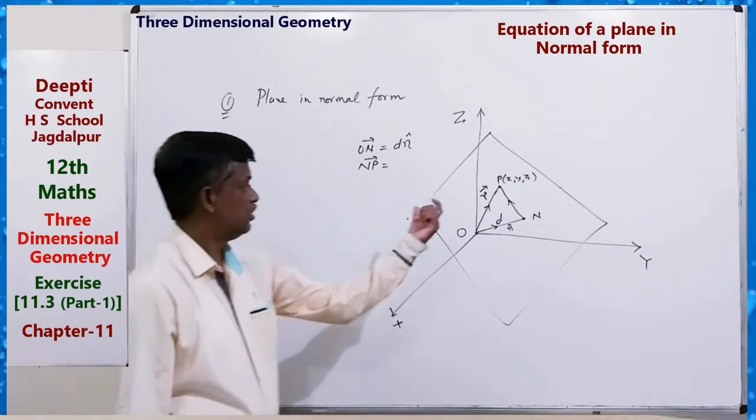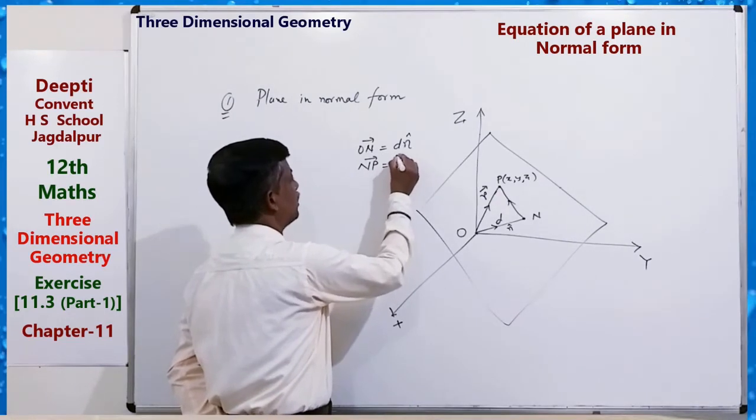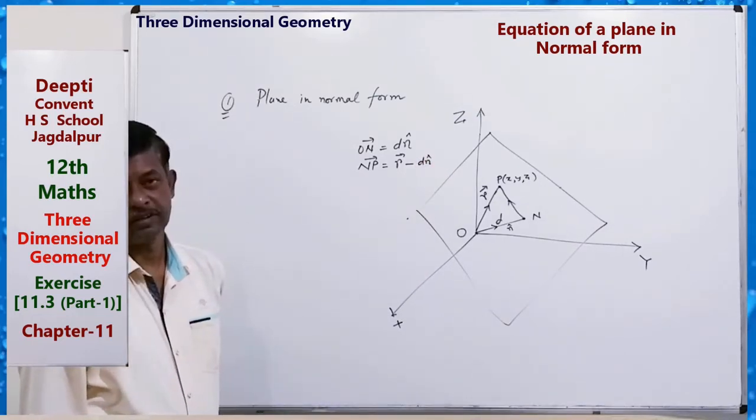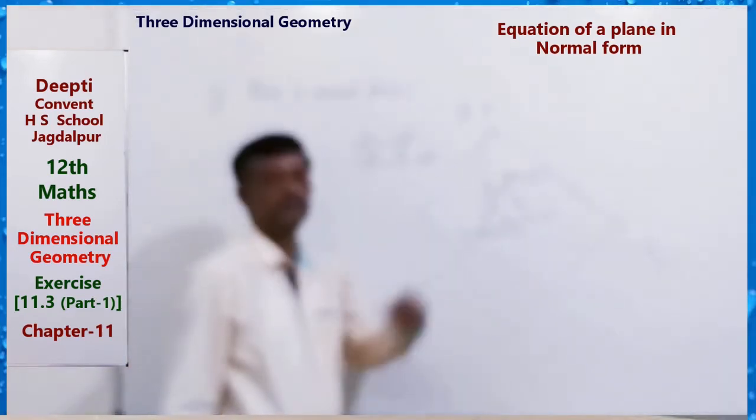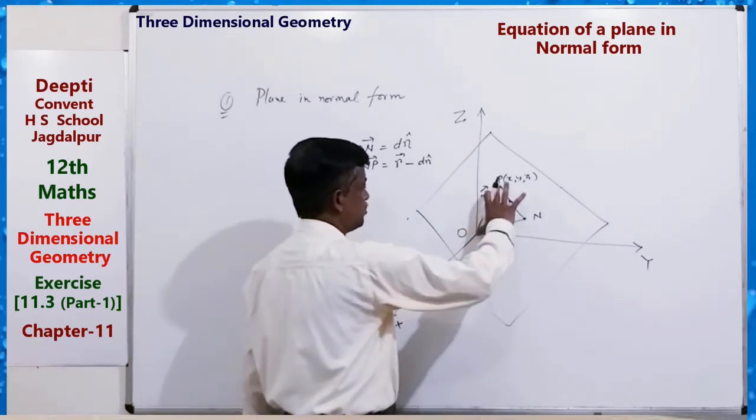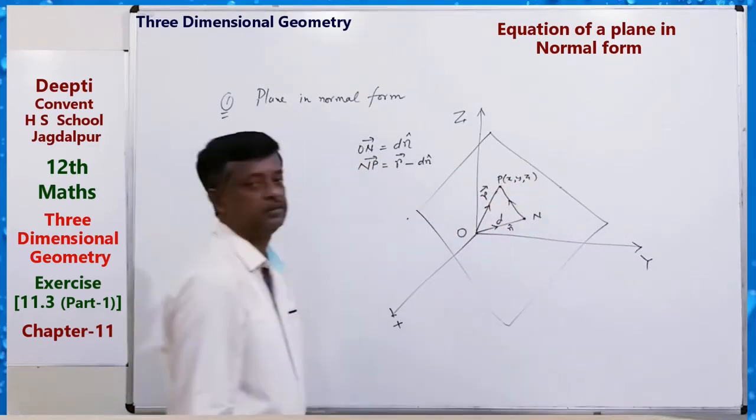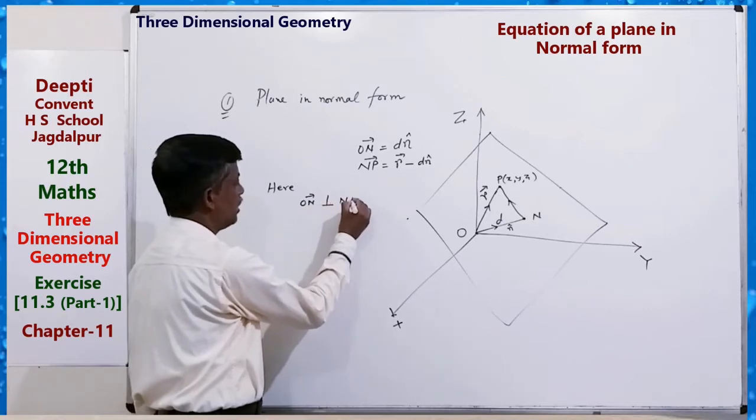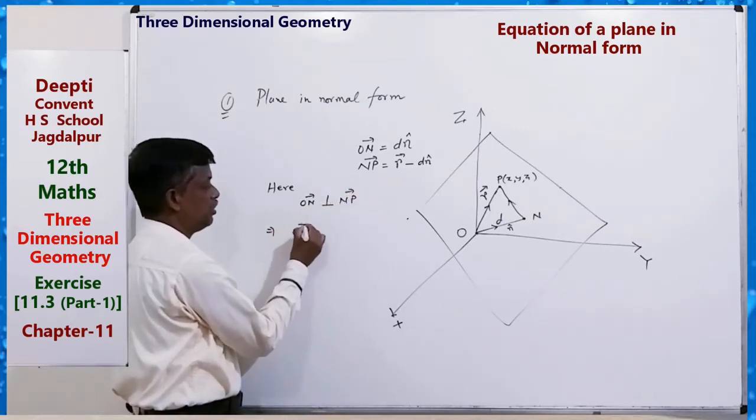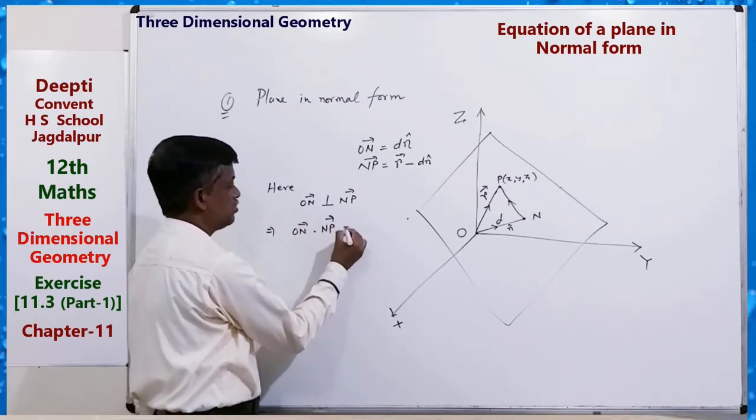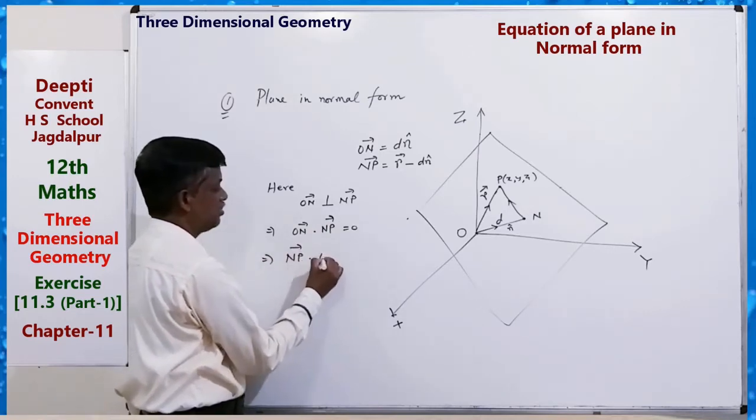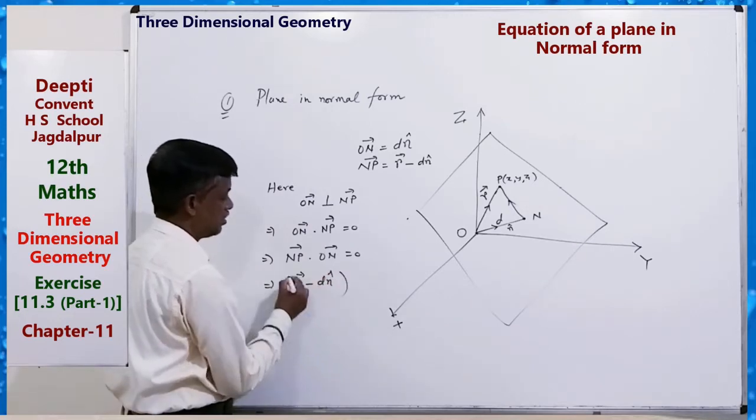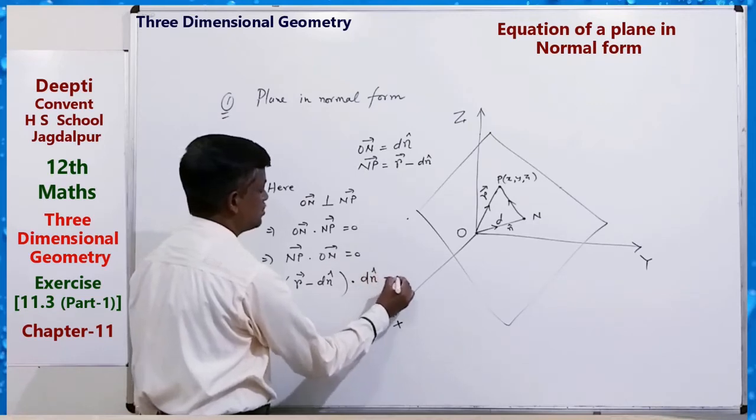Vector NP equals vector OP minus ON, that is r minus d n cap. Here ON is perpendicular to NP, which implies ON dot NP equals 0. That is, NP dot ON: vector r minus d n cap, dot d n cap, equals 0.